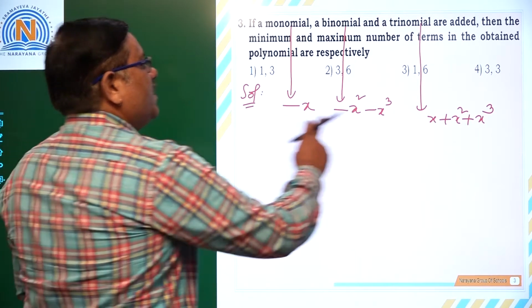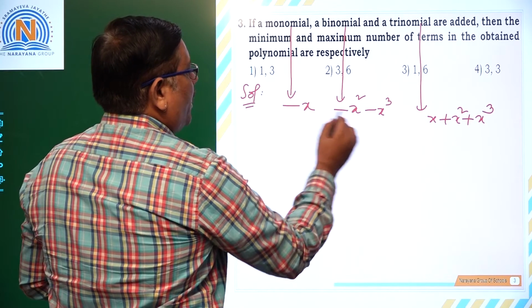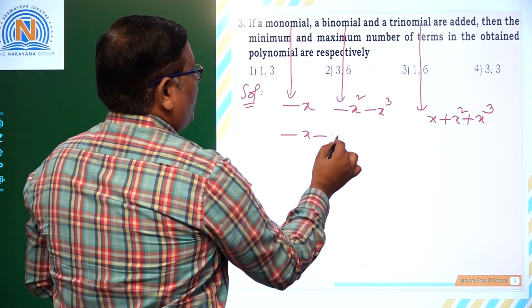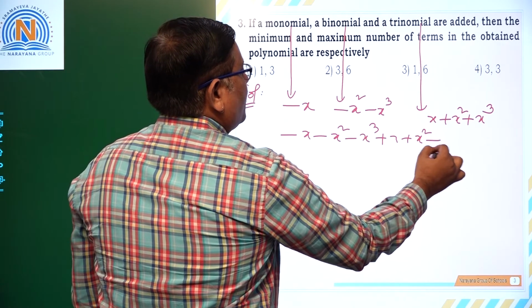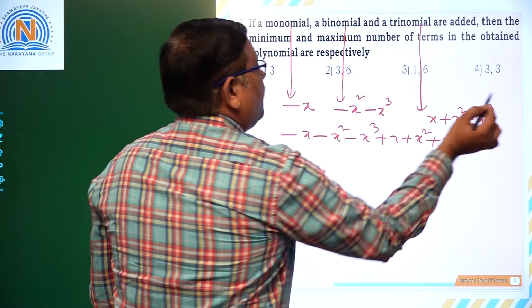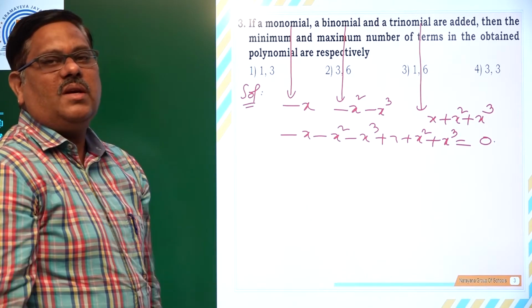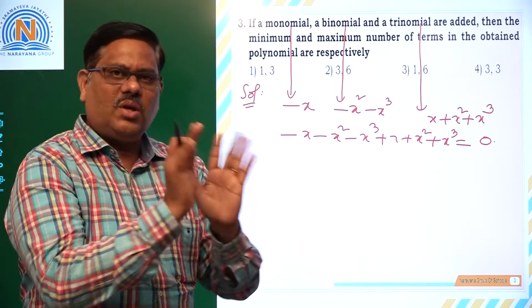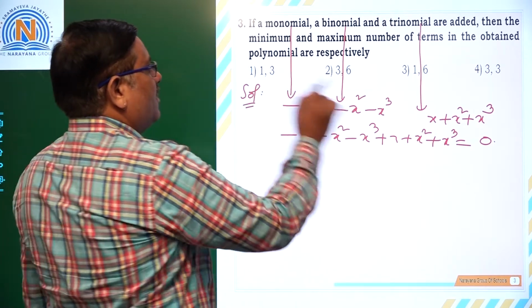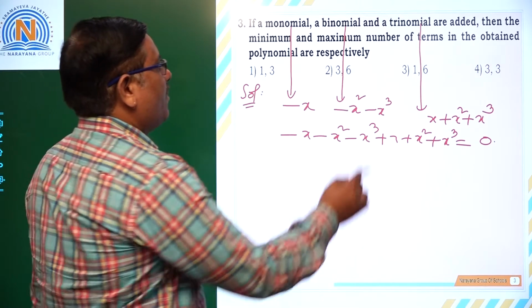If I add up these three, what am I going to get? Minus x square minus x cube plus x square plus x cube. All will cancel with one another. The result is becoming 0. This is the least possibility. 0 means only one term. So the minimum number of terms is 1.